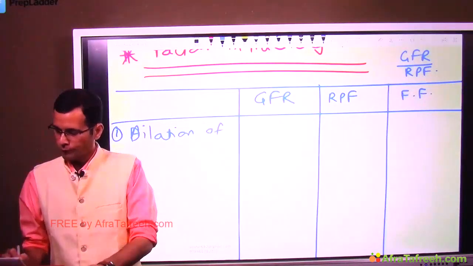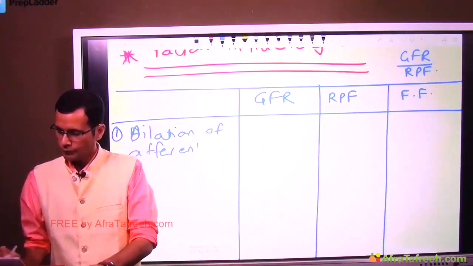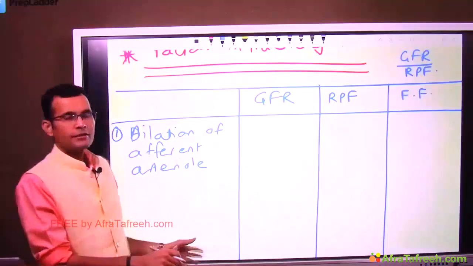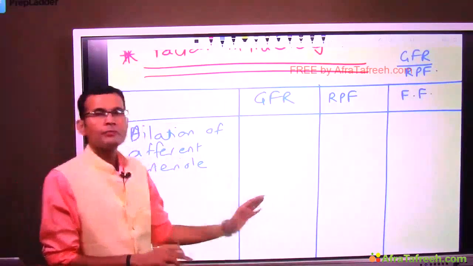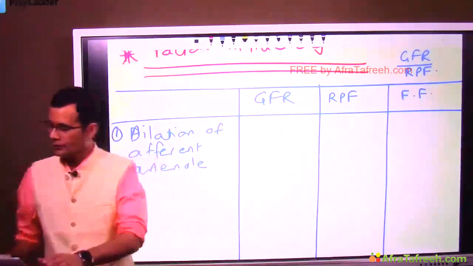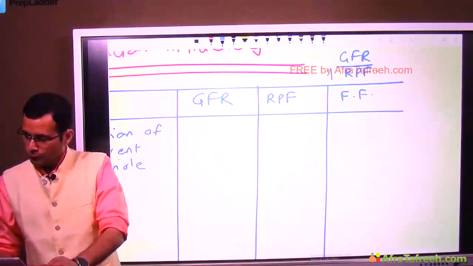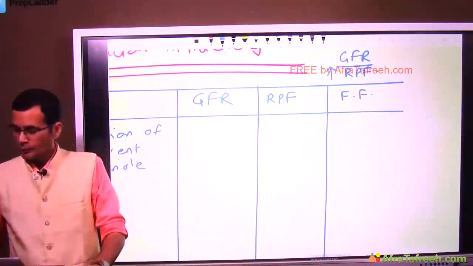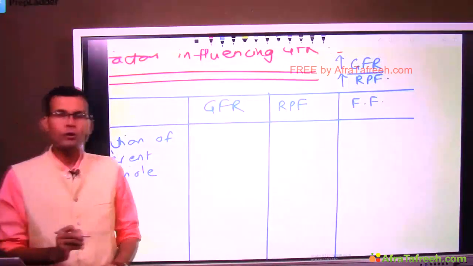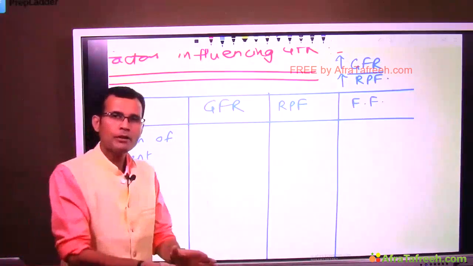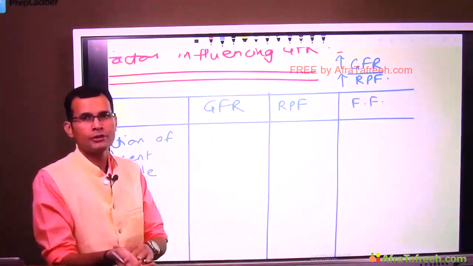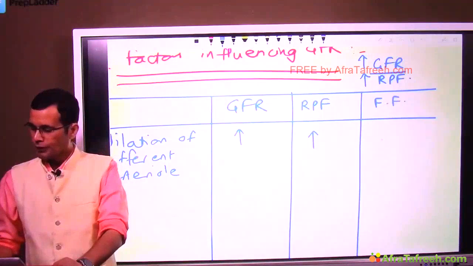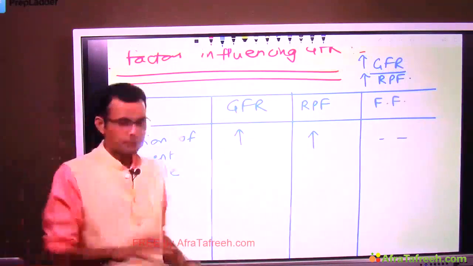dilation of the afferent arteriole. If the afferent arteriole dilates, that means more blood will come into the glomerulus. So renal blood flow will increase, renal plasma flow increases, but GFR will also increase. So the more the blood coming into the glomerulus, the more will be the filtration, and therefore increase GFR, increase renal blood flow, filtration fraction can remain more or less the same.